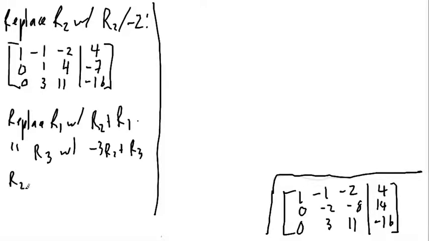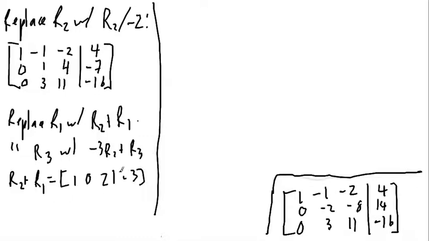Well, row 2 plus row 1, I can just write that down immediately. 0 plus 1 is 1. 1 plus negative 1 is 0. 4 minus 2 is 2. And negative 7 plus 4 is negative 3.